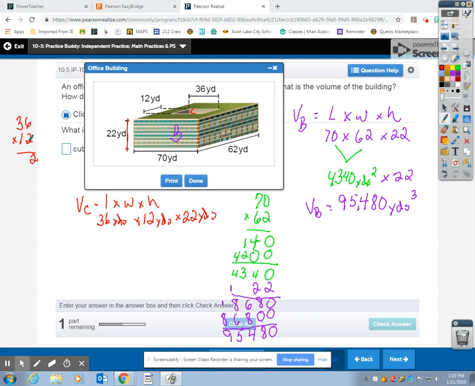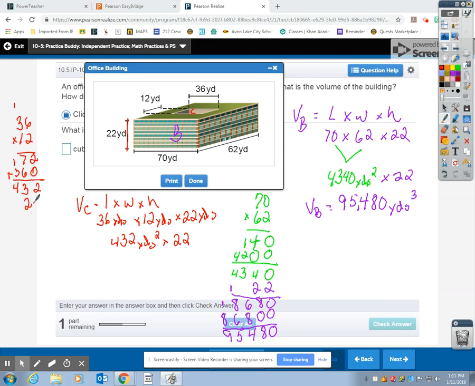2 times 6 is 12. 2 times 3 is 6, plus 1 is 7. Annex a 0, move over. 1 times 6 is 6. 1 times 3 is 3. And now I can add those two together, and I get 2 there, I get 13 here, and I get a 4. 432 is 36 times 12. So that's going to be 432 yards squared, and I'm multiplying that by 22.